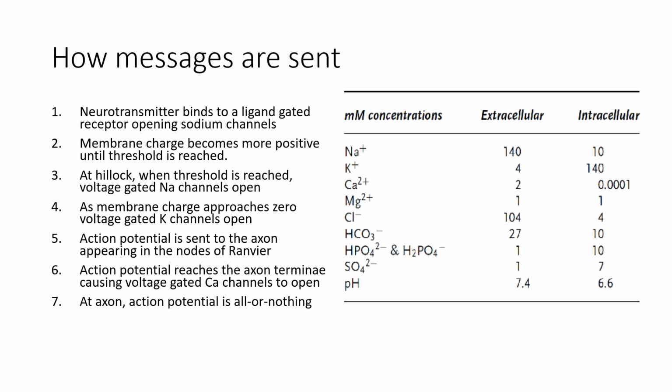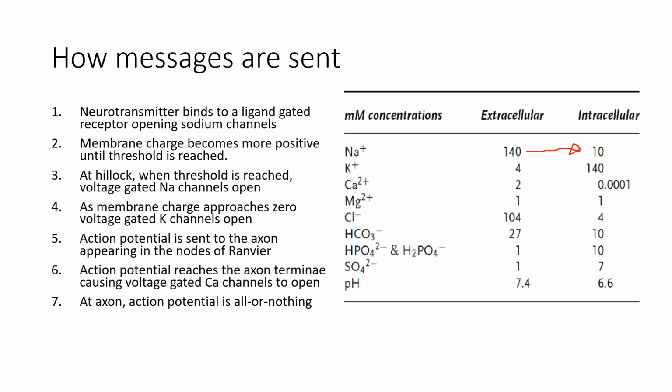So what happens is neurotransmitters bind to ligands. Neurotransmitters are ligands. They're actually molecules sent from one neuron to another, and they can bind ligand-gated receptors. In neurons, these will usually be sodium channels. Again, you can see sodium concentration. You open a sodium channel, it's going to allow facilitative diffusion into the cell. This is going to cause the cell membrane to become more positive until you reach threshold.